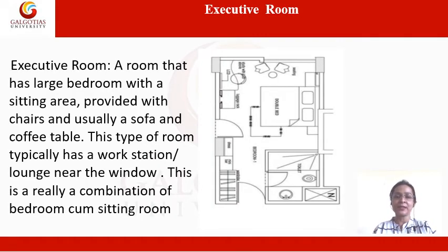We have the executive room here. So what is the executive room all about? It is a room that has a large bedroom with a sitting area provided with chairs and usually a sofa and coffee table. This type of room typically has a workstation or lounge near the window. This is really a combination of bedroom cum sitting room. So this is what the executive room is all about.